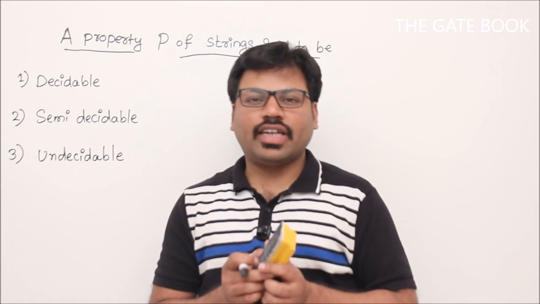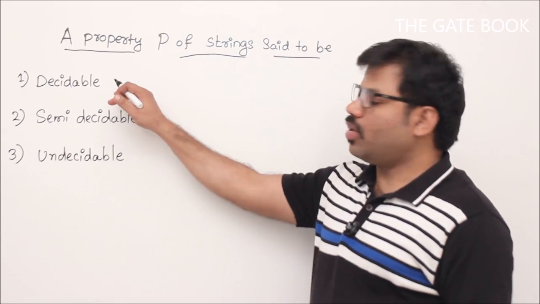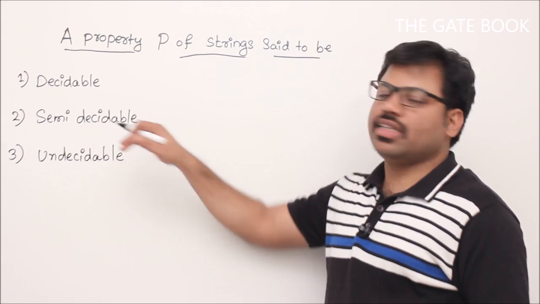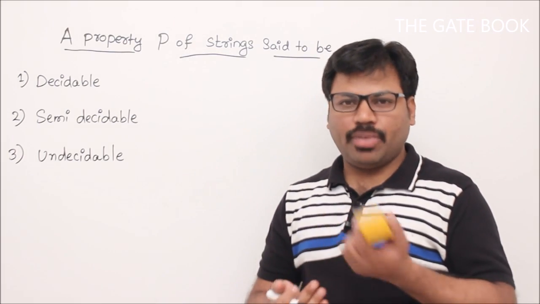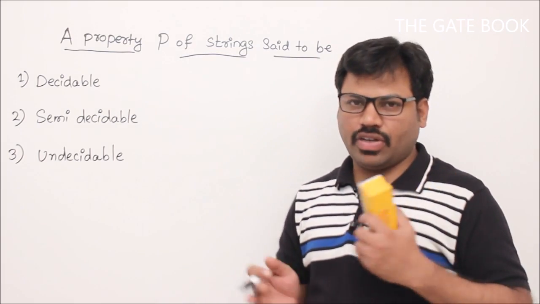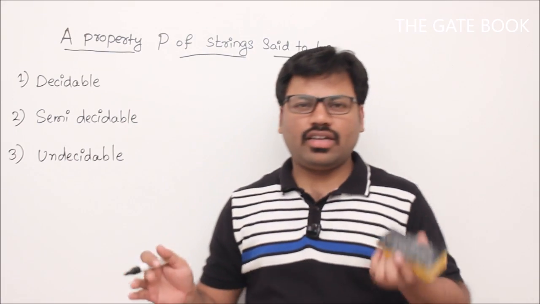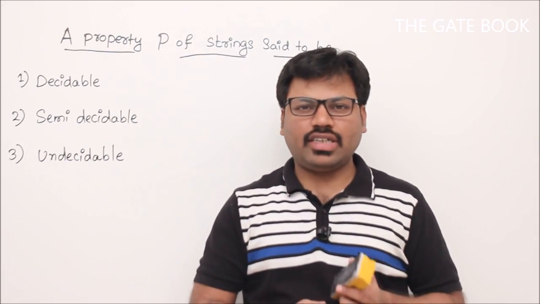Now let us talk about decidability. We are going to say decidable, undecidable and semi-decidable. What does it mean? Before understanding that, first of all you should understand a property. Property is nothing but a behavior. Generally it is about strings. We are talking about strings because in the entire TOC we talk about strings, right?